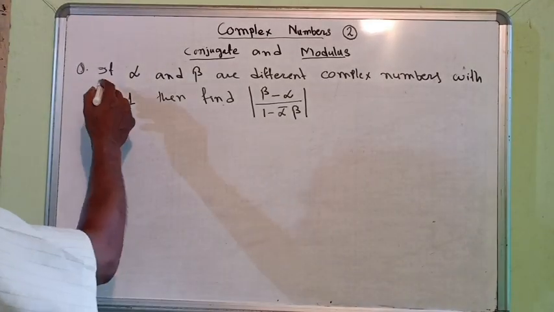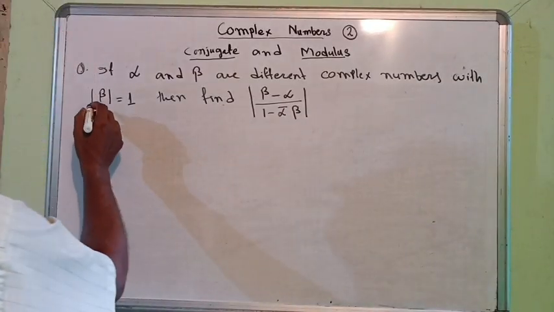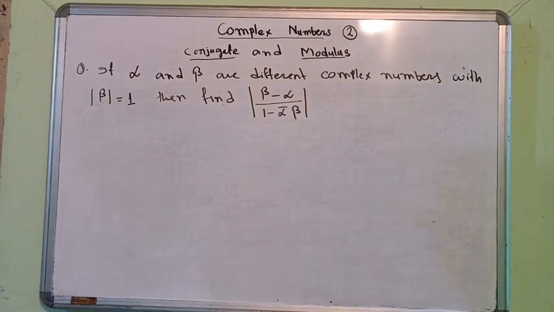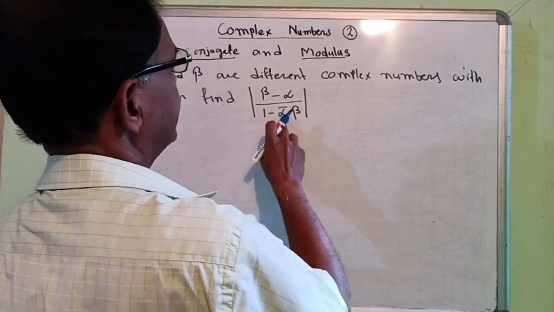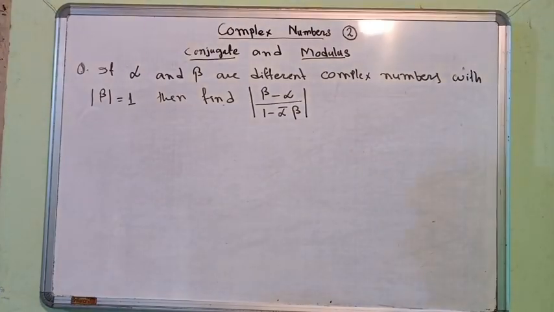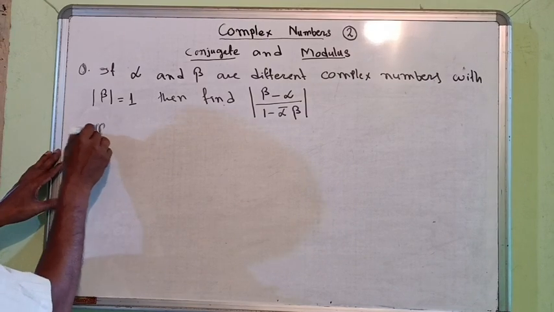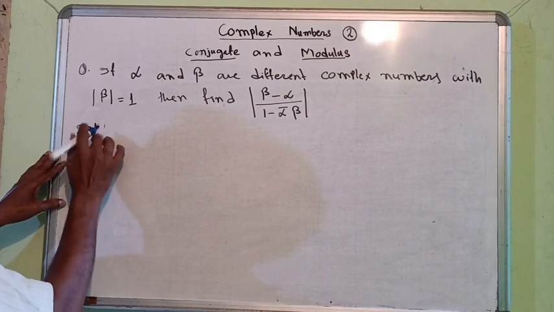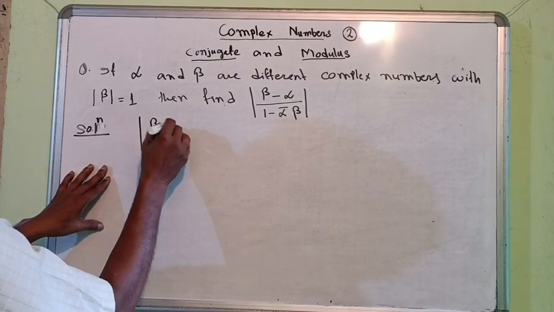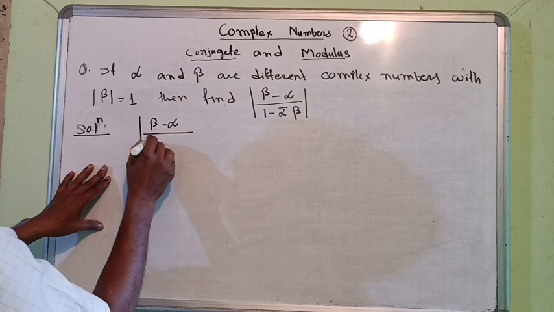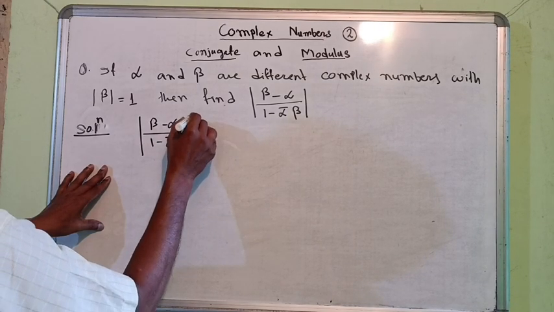We are going to discuss a very important problem based on conjugate and modulus. The question is, if alpha and beta are different complex numbers with mod of beta equal to 1, then find mod of beta minus alpha divided by 1 minus alpha bar beta. Solution.